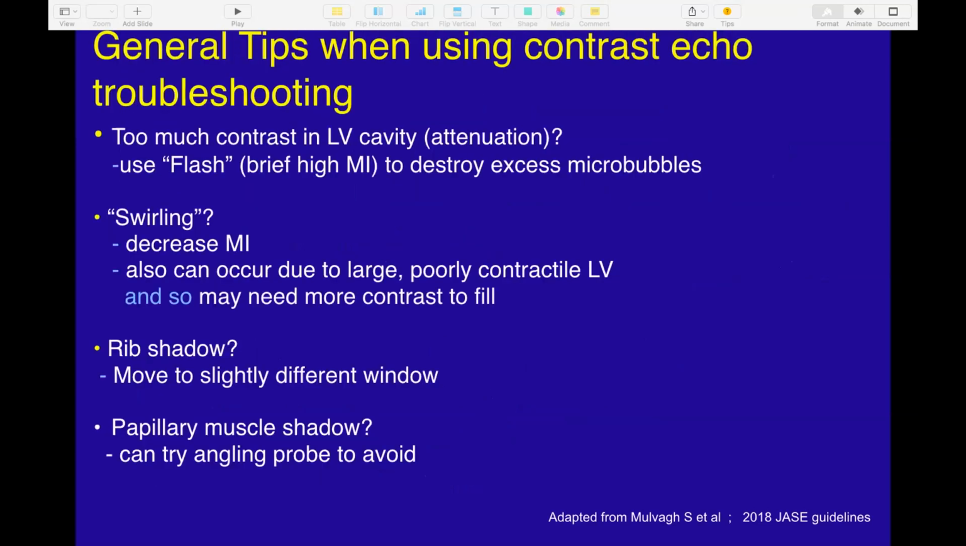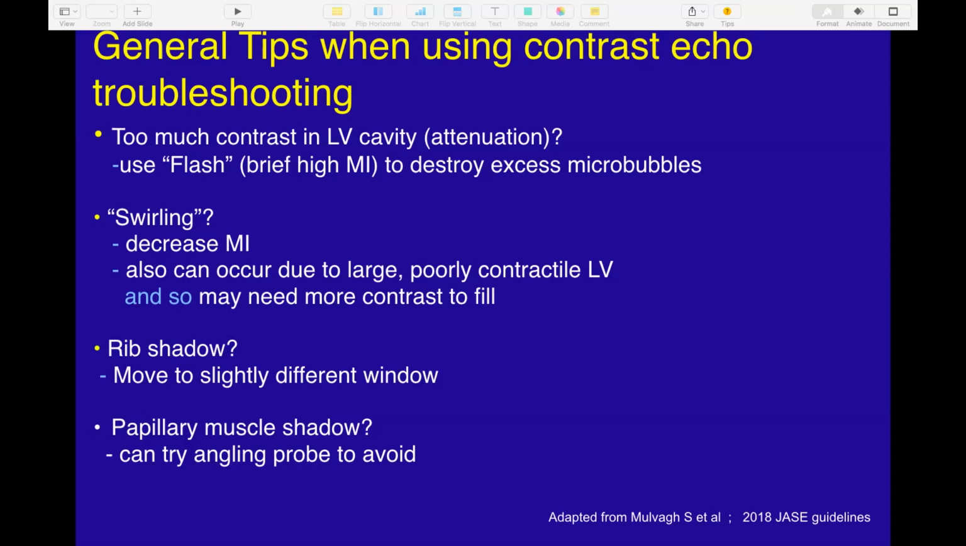Now, what happens if you have too much contrast in the LV cavity? That can lead to what we call contrast-induced attenuation. And so in those cases, what you can do is a brief flash, which is that high mechanical index, to destroy the excess bubbles. However, what do we do if we have swirling, where there's not enough? That could be due to not enough contrast, or your mechanical index may be a little bit too high, where the bubbles are getting destroyed, so it's not completely filling the LV cavity.